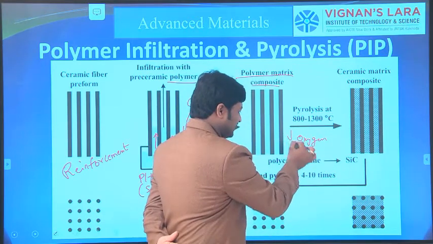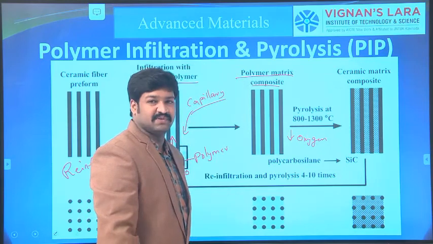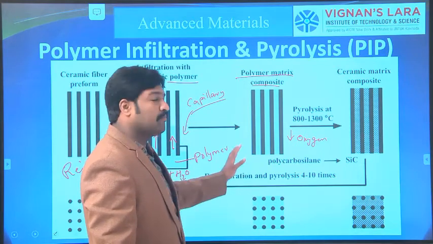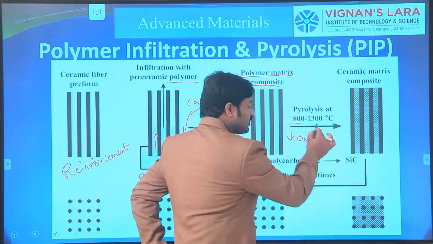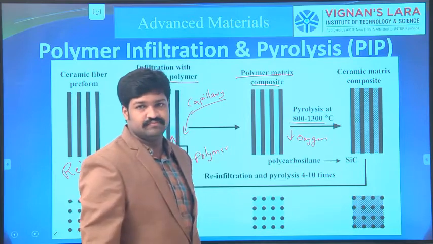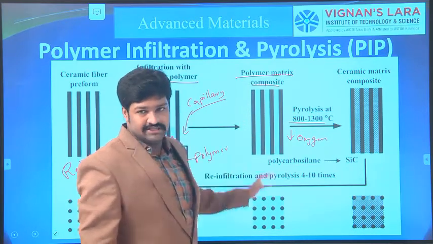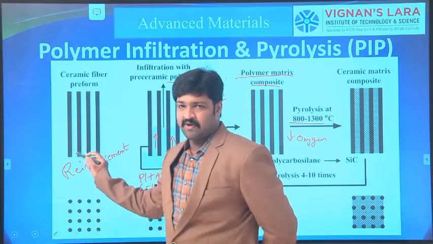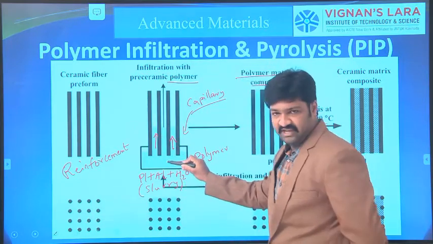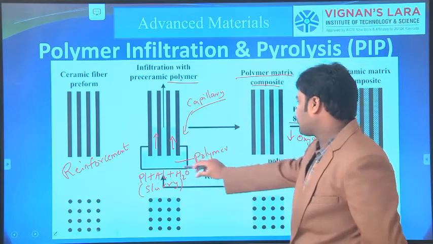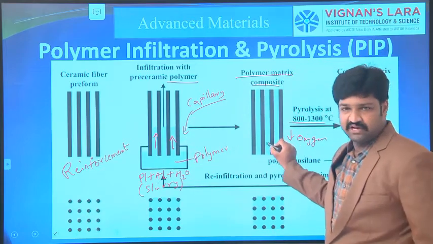In the absence of oxygen, we are heating this compound at 800 to 1300 degrees centigrade. Initially we have taken a reinforcement preform. After that, a polymer is infiltrated into these fibers. This is the final component after infiltration.